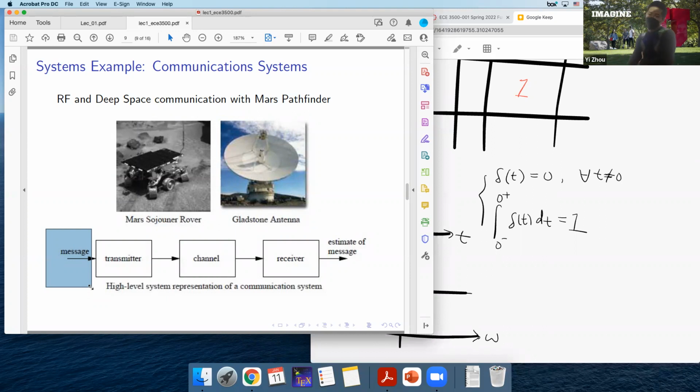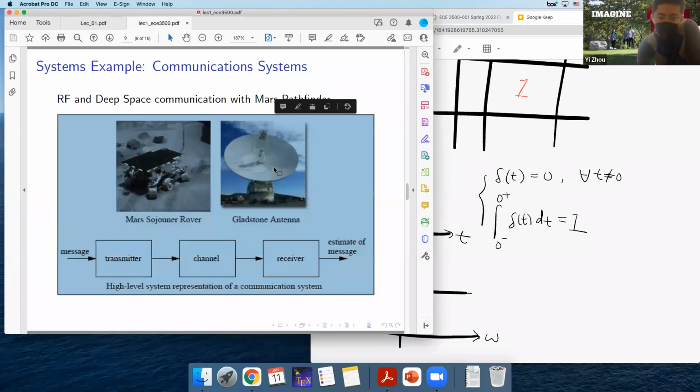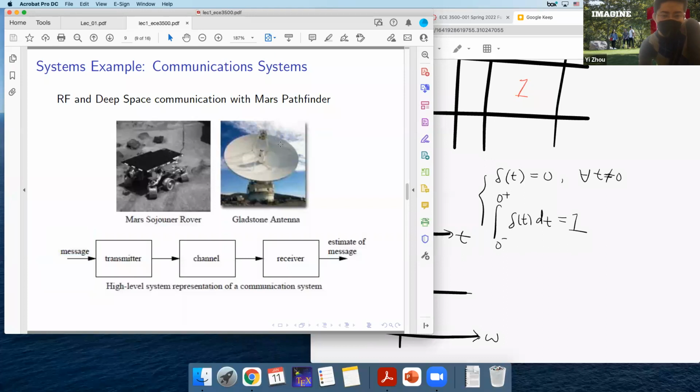The antenna sends an EM signal. Now the antenna sends out the electromagnetic signal. So what is the channel? Channel is everything between the antenna and this robot. So it includes the atmosphere of the Earth. The EM signal first needs to propagate through the atmosphere of Earth. This will create a lot of distortions, a lot of noise.